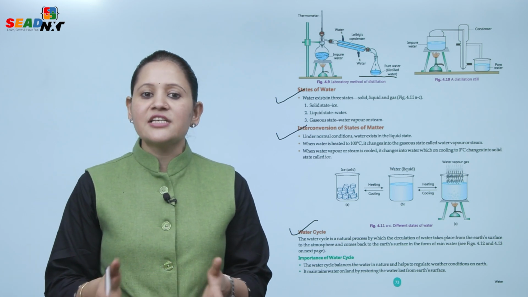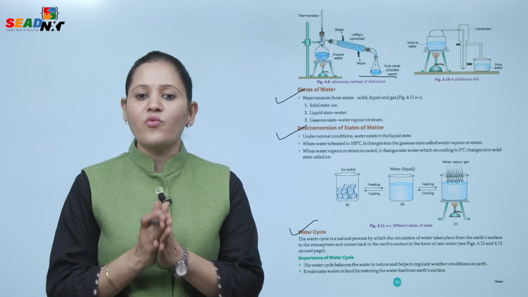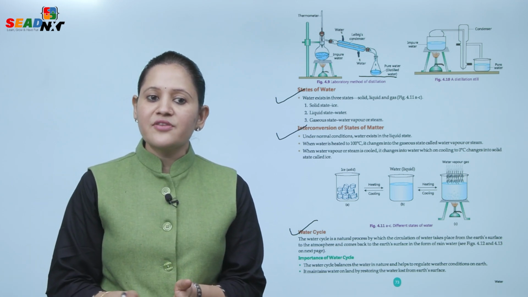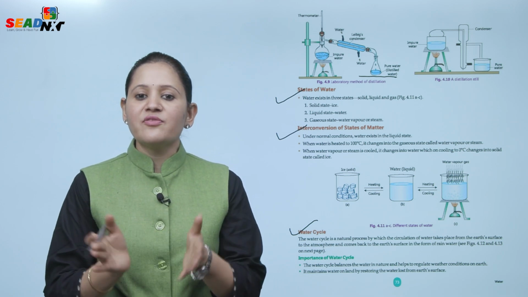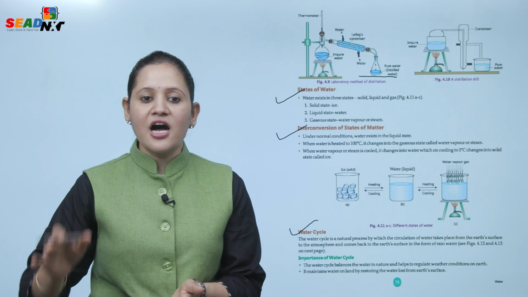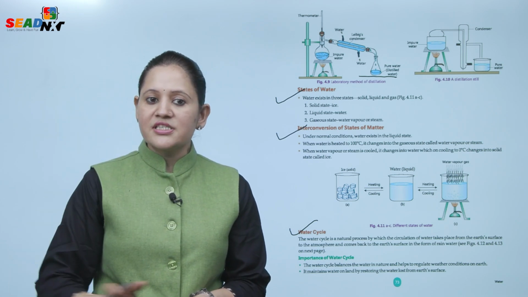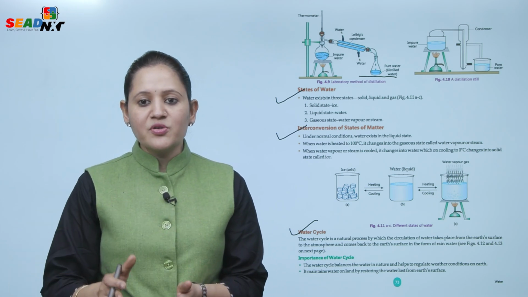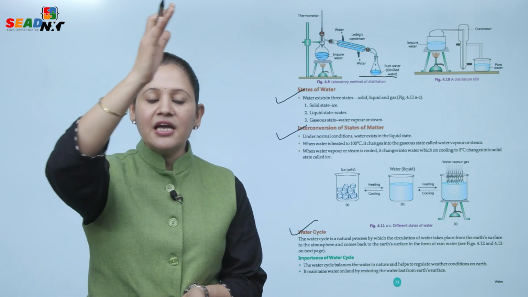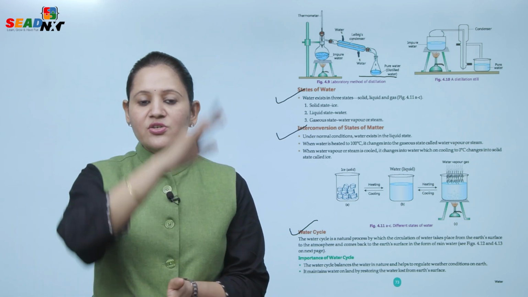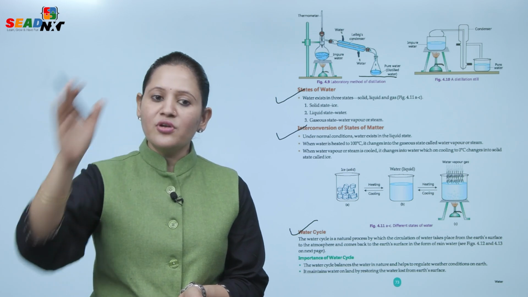The water cycle is a natural process by which water circulates from the earth's surface to the atmosphere and comes back to the earth's surface in the form of rainwater. This is how the water cycle works. From the atmosphere it comes down on the earth, and from the earth it gets evaporated and goes back to the atmosphere. So this cycle continues like this.